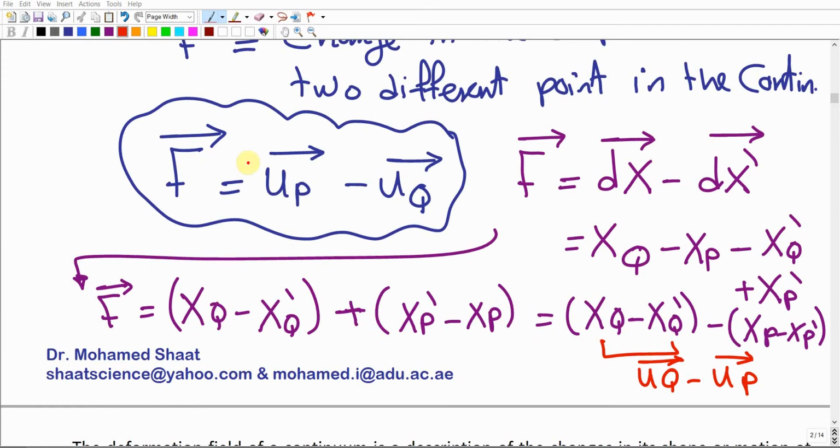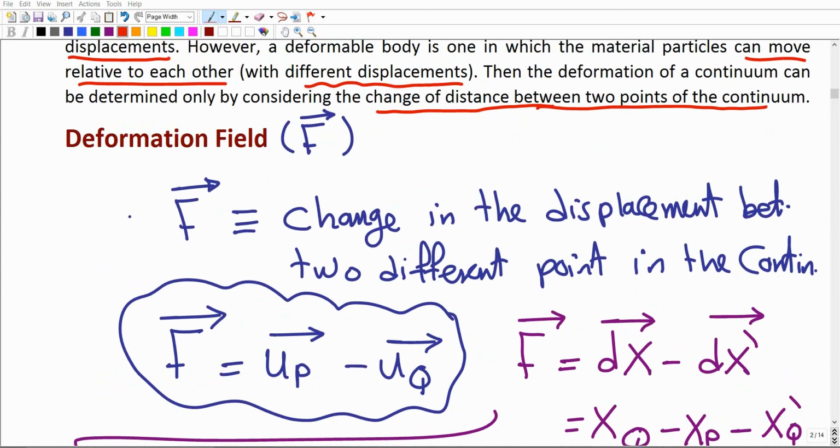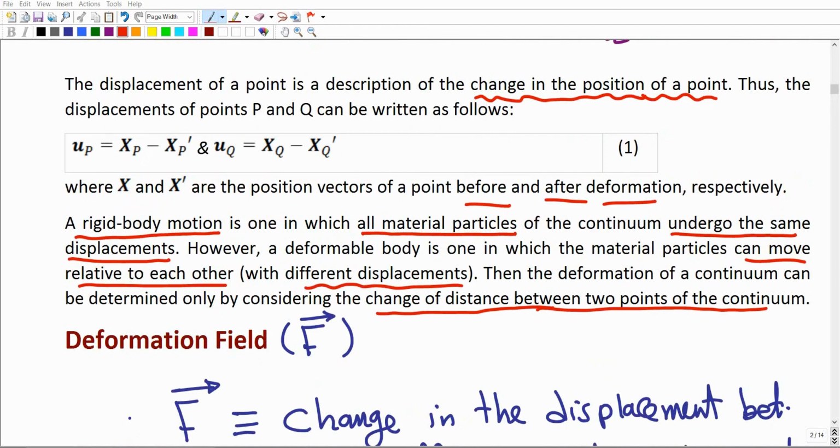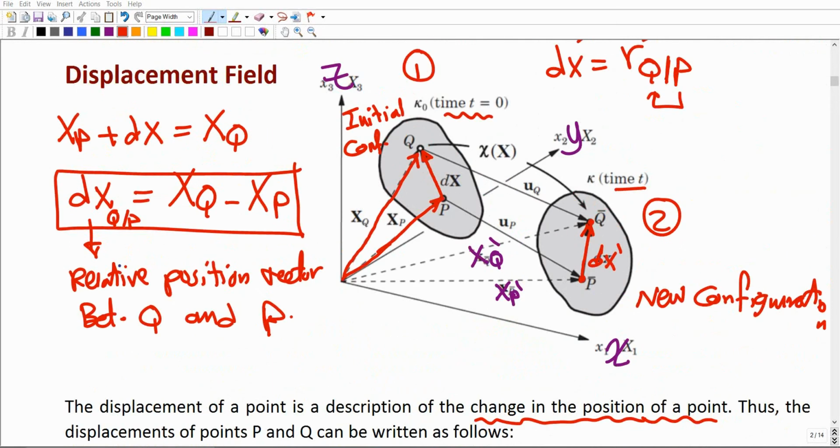Yeah, so this is going to give this vector, which is f bar, or this f vector. If we said that ub minus uq or uq minus ub, they're going to be the same in terms of magnitude, but different directions. We don't care about the direction for now. Anyway, the thing that you should understand about the deformation is that it is the change in the displacement between any 2 points that belong to the continuum between two different configurations or at two different instants of time. The initial configuration and the after deformation configuration. Before deformation, after deformation configuration.